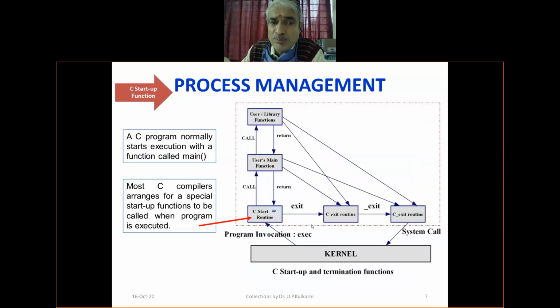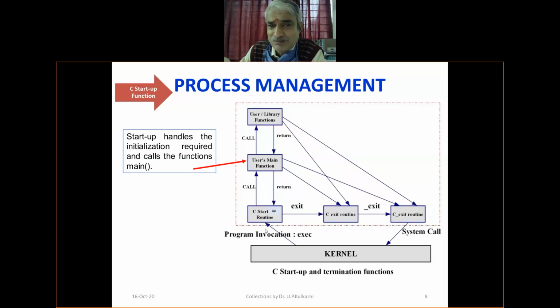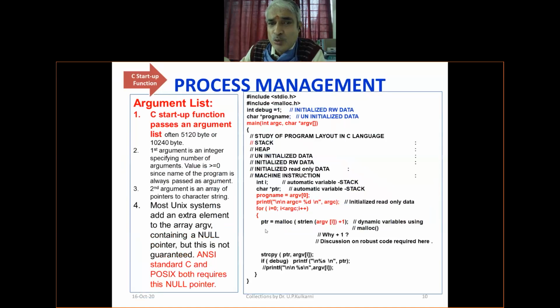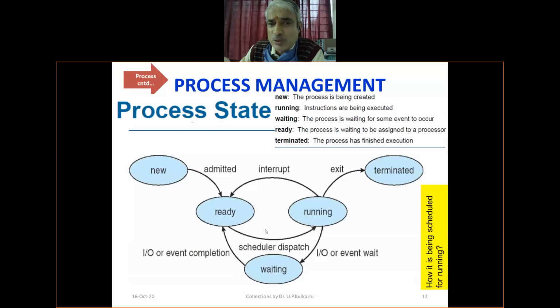Then who will load the program into the memory, and who will execute it? We have seen the exec system call, which ensures that the program in the disk, the executable image, is loaded into the memory, and it calls the C startup routine. That in turn calls the main function and all your functions, and then you make an exit. This is how we referred to it as part of process management.